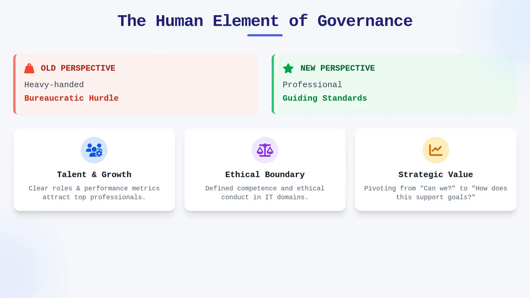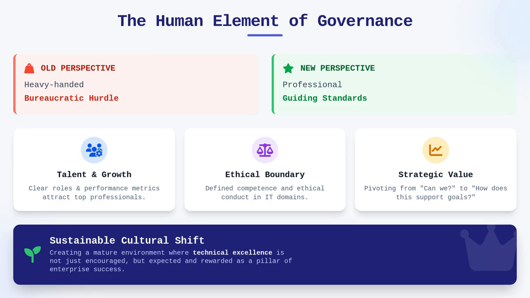Furthermore, it changes the internal dialogue. Instead of asking whether IT can complete a request, the dialogue pivots to how a request supports the overall strategic goals and how it impacts the risk profile of the business. This cultural shift, while difficult to quantify in a spreadsheet, is perhaps the most sustainable benefit of implementing a well-structured governance model. It creates a mature environment where technical excellence is not just encouraged, but expected and rewarded as a pillar of enterprise success.